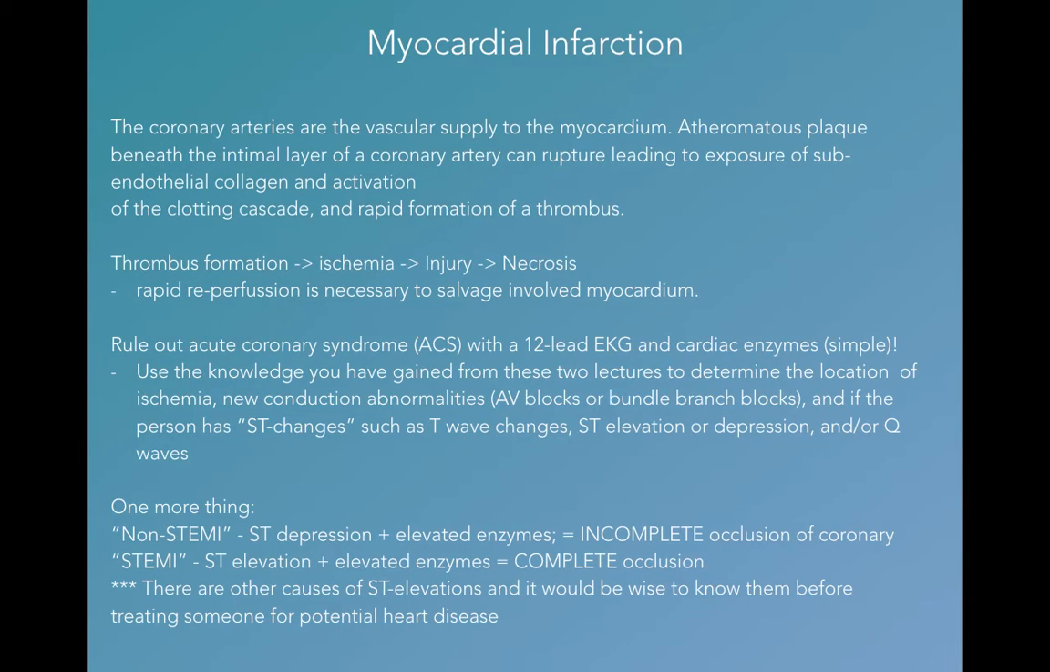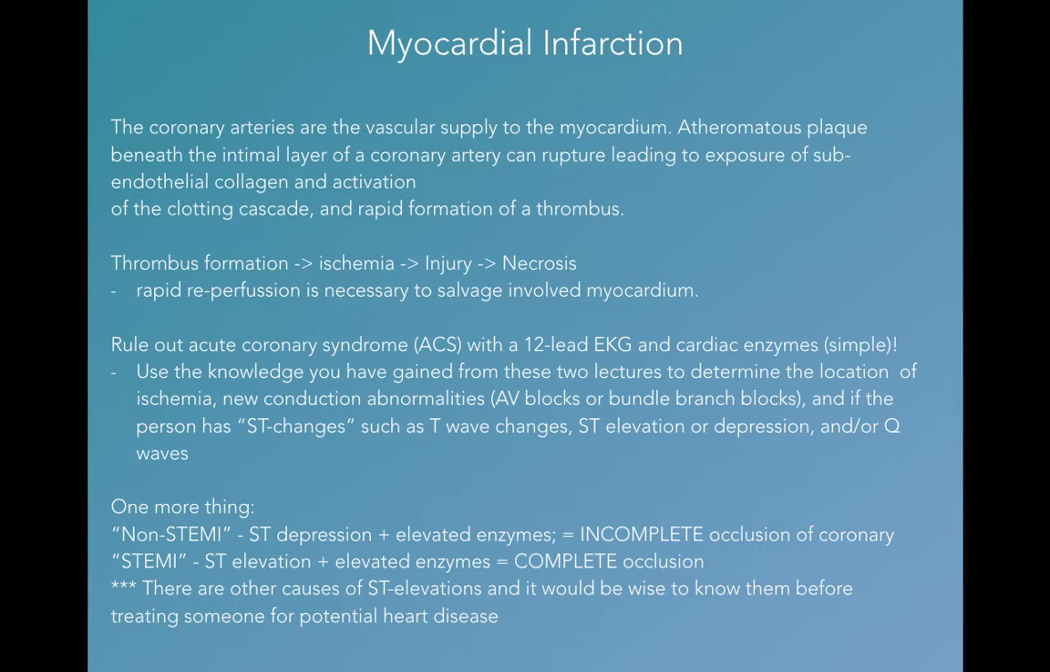That can end up rupturing if it's a weak plaque or an unstable plaque, and that leads to the exposure of subendothelial collagen, activation of the clotting cascade, von Willebrand factor, and all that stuff, and you get thrombus formation. Now, thrombus formation can be a subtotal occlusion, or it can be a total occlusion of the vessel. If it's subtotal, then you get what's known as unstable angina or a non-STEMI. If it's total, then that's what a STEMI is, an ST elevated MI.